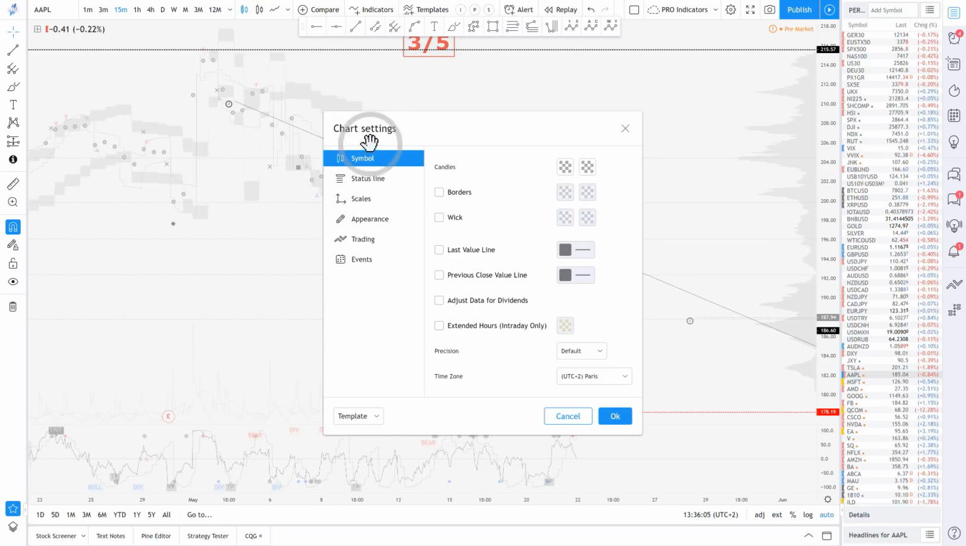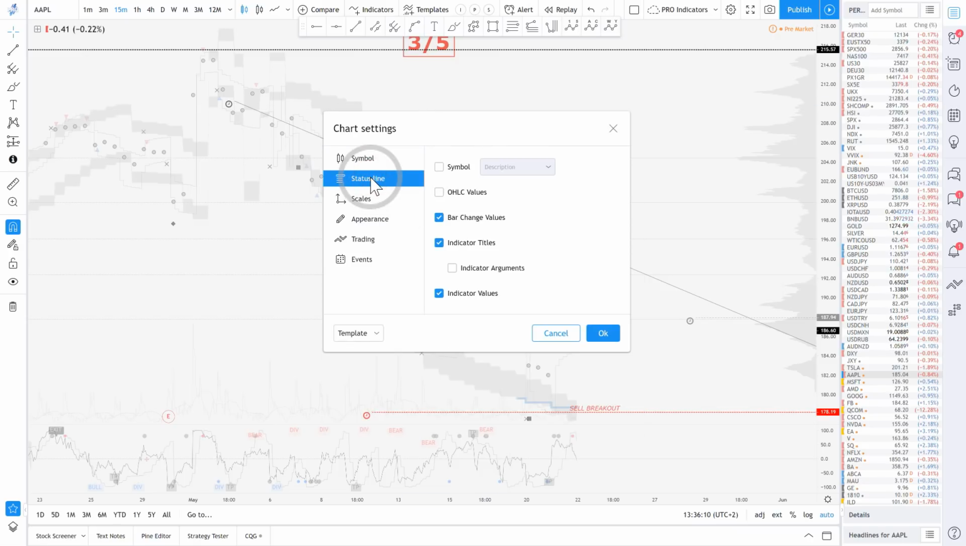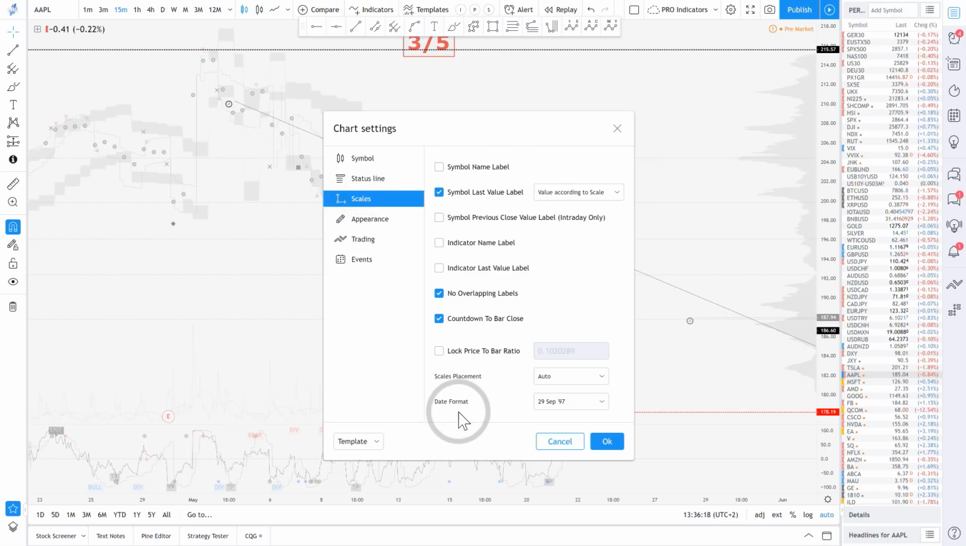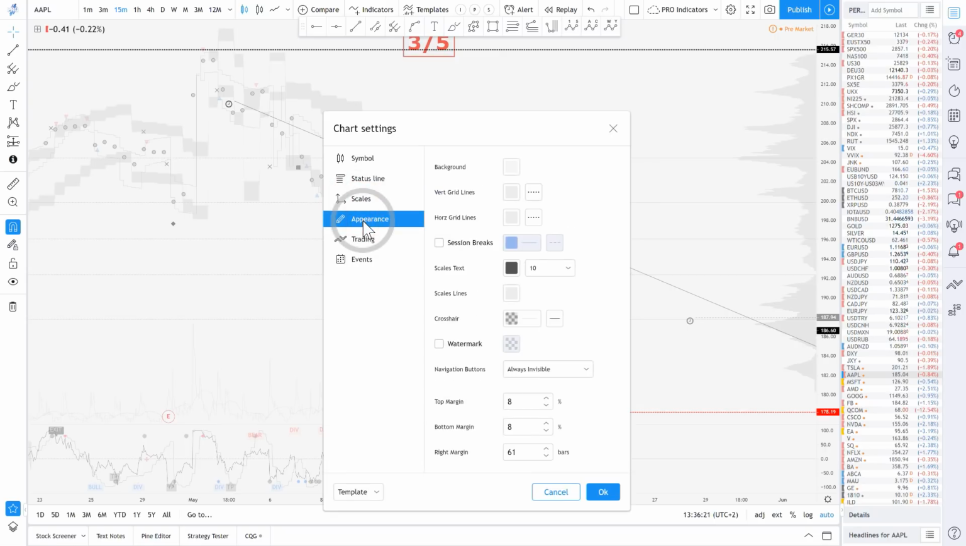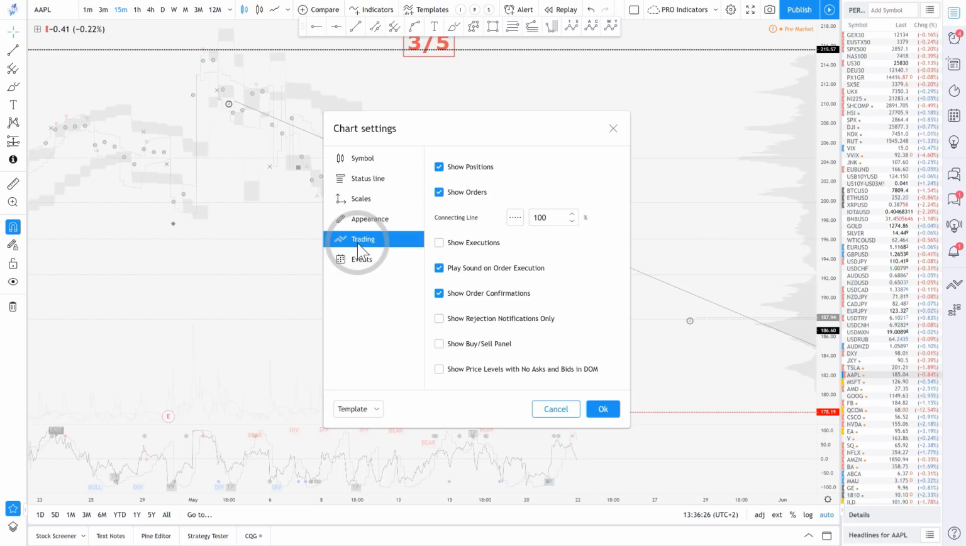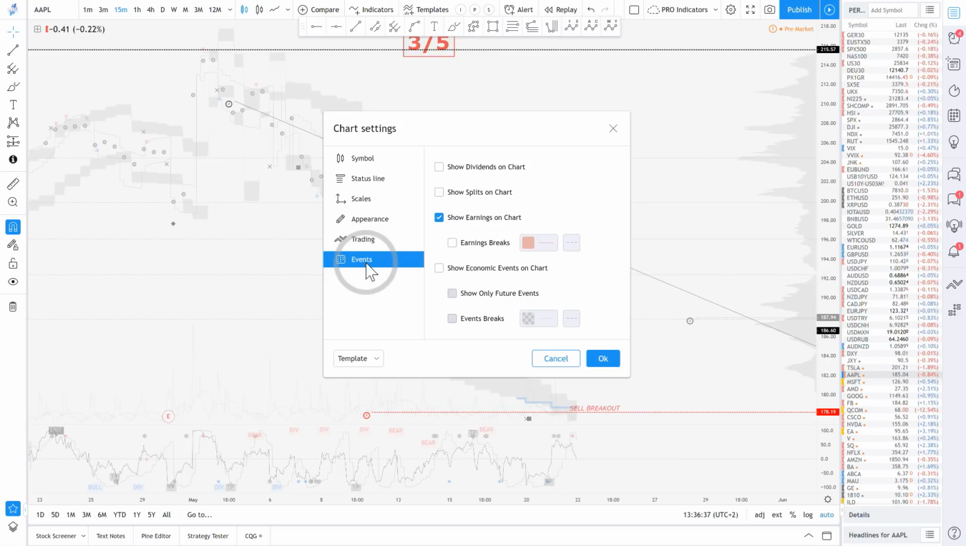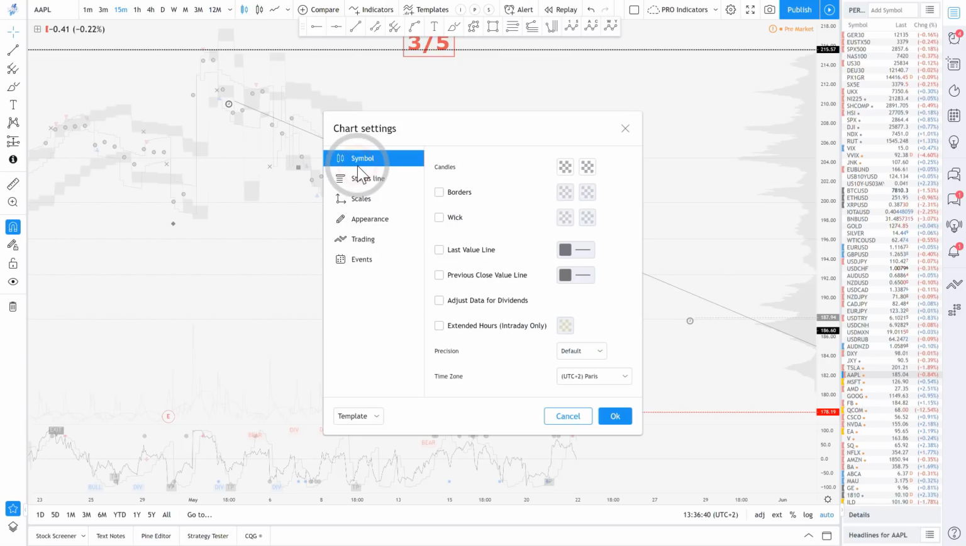All right, that's new. They just changed the template. That's interesting. Status line. What is that? All right. Okay. I'm going to have to have a quick overview of this. Appearance, vertical lines, grid lines, watermark, crosshair. Basically nothing new. It's just more about, okay, connecting lines, executions. Wow, nothing new actually. They just changed the layout.